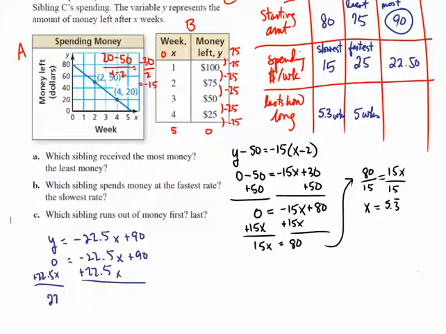When I do, I get 22.5x is equal to 90. Dividing both sides by 22.5, not x, but just 22.5, gives me x is equal to 4. So, who runs out of money first? That would be sibling C. Whose money runs out last would be sibling A.